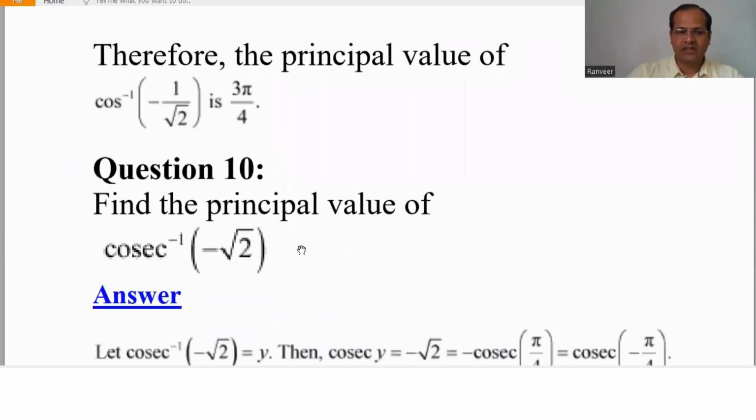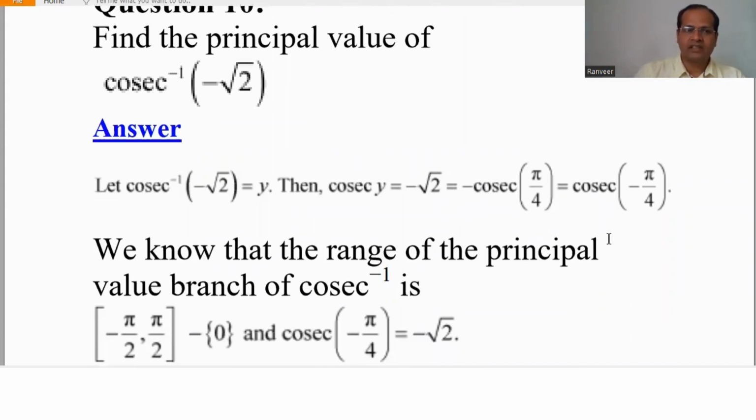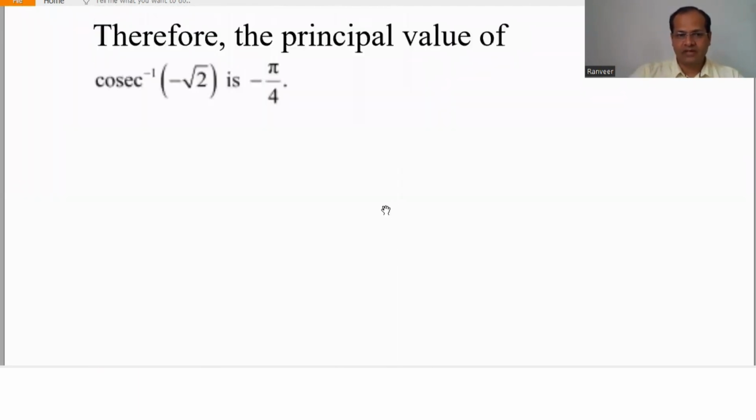Same, cosec inverse minus root 2. So cosec inverse minus root 2 equal to y. And whenever in sine, tan and cosec a minus will come, then we can take it in the cosec minus theta form. And this is minus pi by 4, and this is lying in the range of the cosec inverse. So minus pi by 4 is the principal value of cosec inverse.